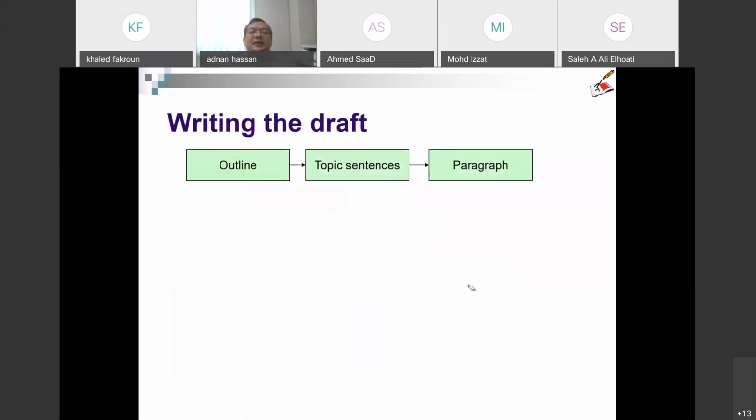Okay, so now I'm becoming an English teacher. Writing a draft. Okay, outline. Before you write a draft, you have to have an outline. That's what I'm asking you to do for next week. And then you should have topic sentences, and you have to develop paragraphs. For those who already have experience in writing, maybe they don't need this. But for the new ones, I recommend you start with an outline, and then develop your topic sentence for each paragraph, and then you will have a complete paragraph so that you organize your ideas.